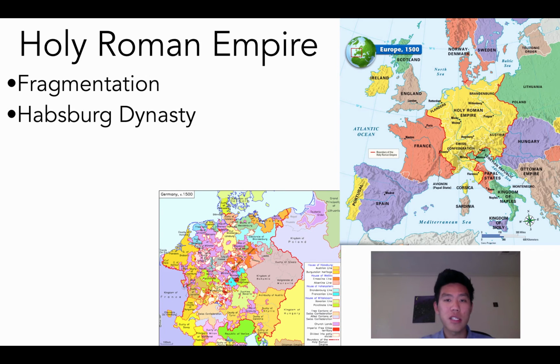The Habsburg dynasties. Shout out to the Habsburg family. They are starting in Austria, but they're going to be constantly re-elected as emperors, and that's why they call it a dynasty for centuries to come.